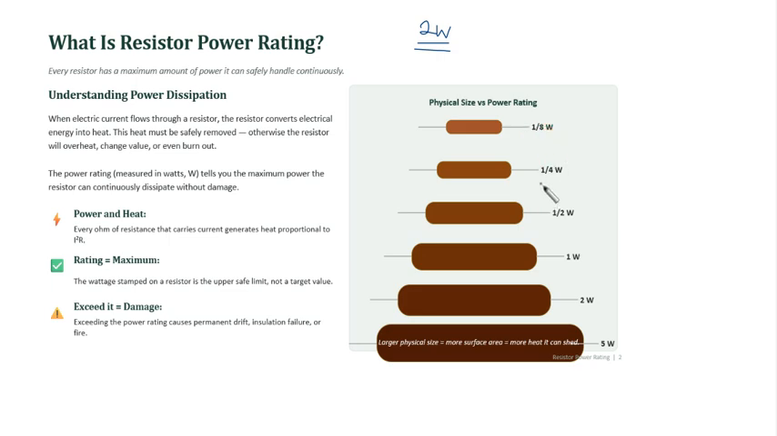We have 1/8 watts, 1/4 watts, 1/2 watts, 1 watt, 2 watts, 5 watts, and then maybe we have about 10 watts, 25 watts, and like that. So these are some of the standard power ratings for resistors that we're going to be coming across. Okay, so the larger the physical size, the more surface area, the more heat it can shed, the more heat it can dissipate. That's why we say that the power rating of resistors is determined by looking at their physical sizes.